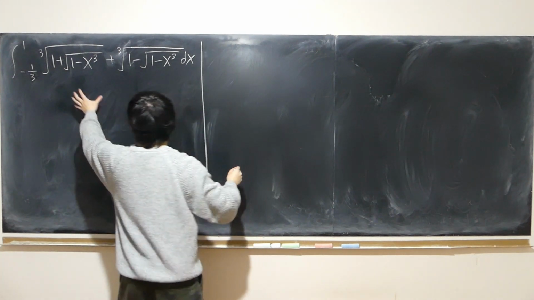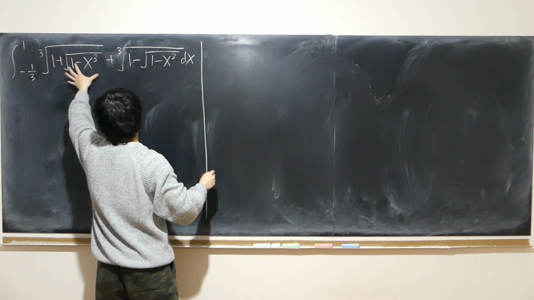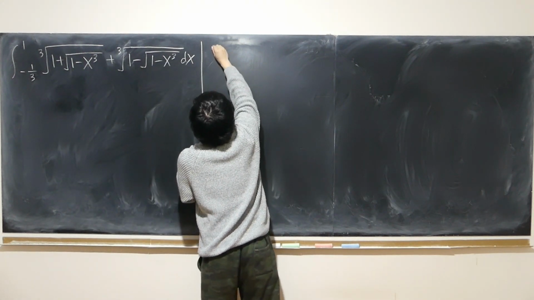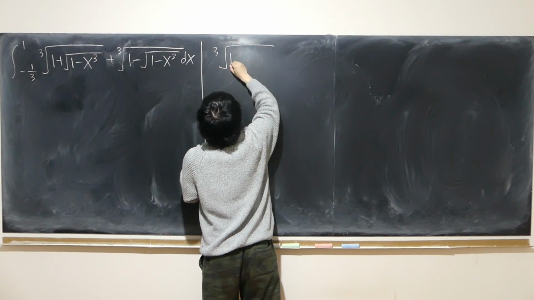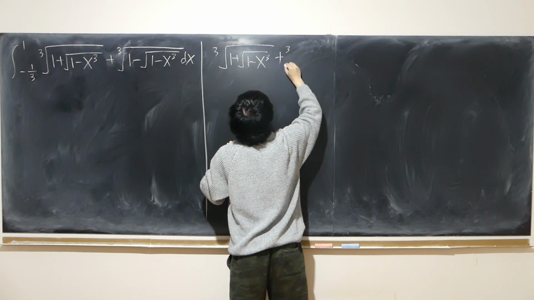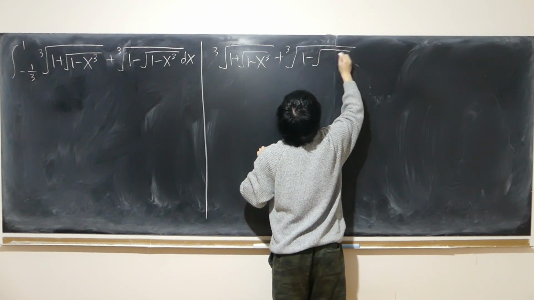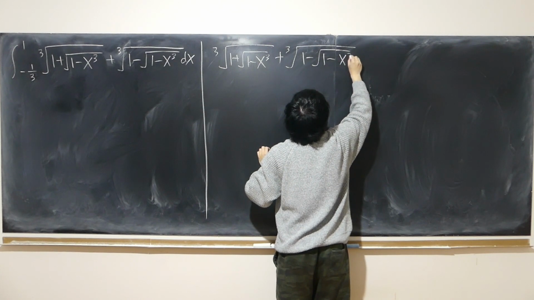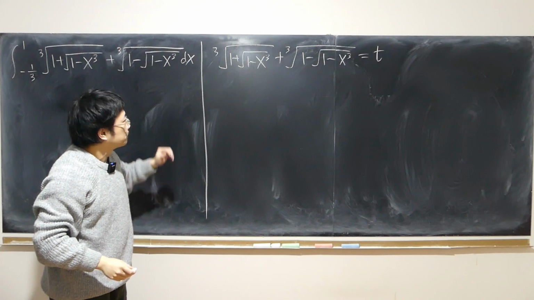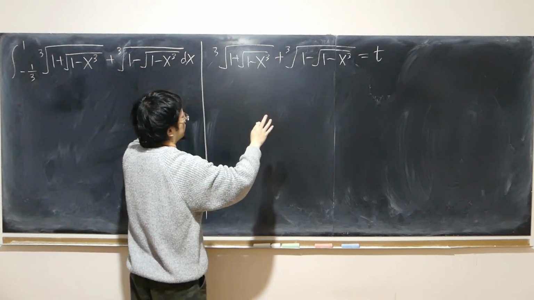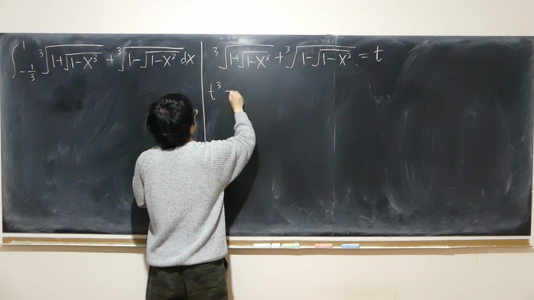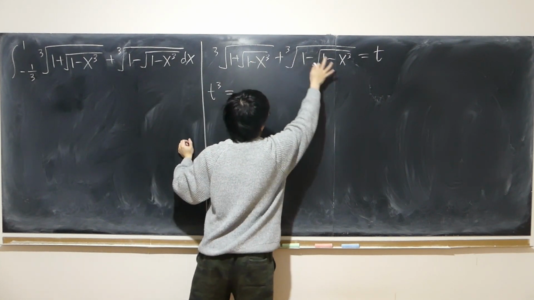Instead, we let the whole integrand equal to t. So the integrand, let's copy it down: the cube root of 1 plus the square root, plus the cube root of 1 minus the square root, equals t. So here is a technique. We cube both sides. So t cubed equals this cube plus this cube first.